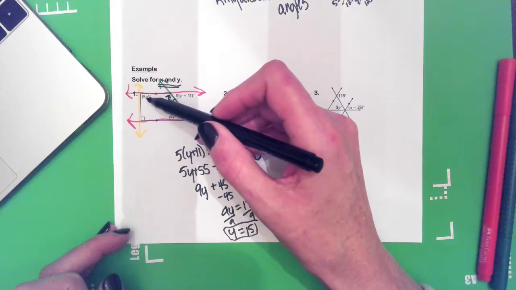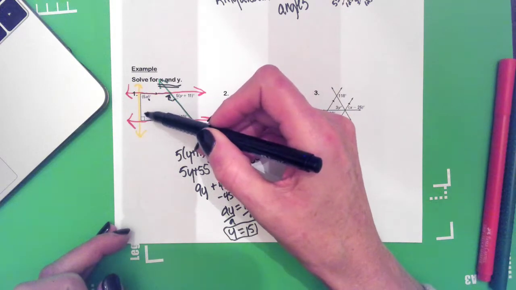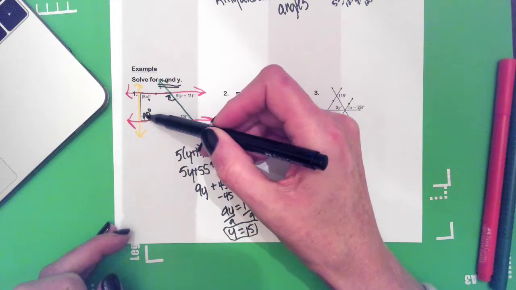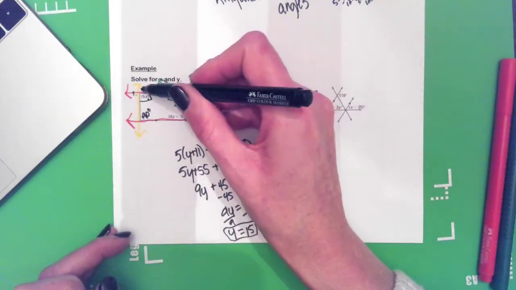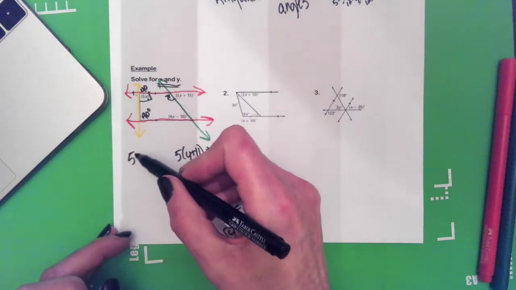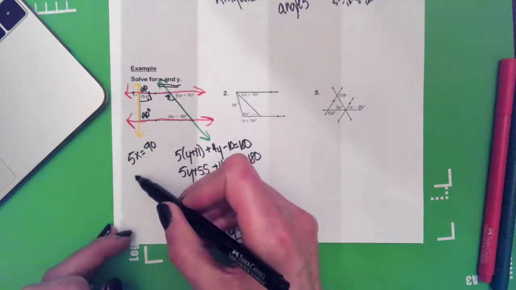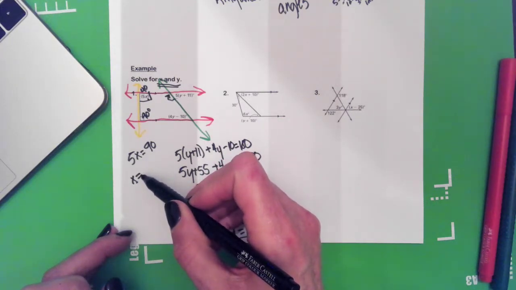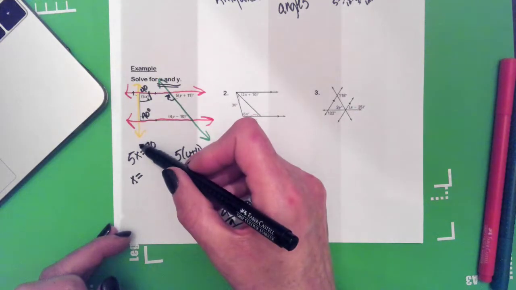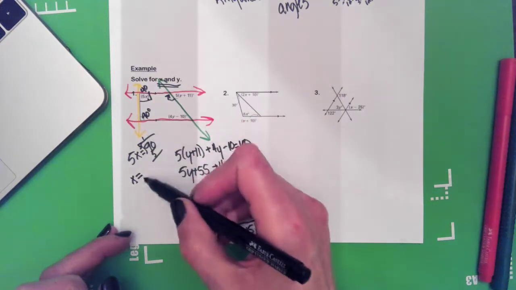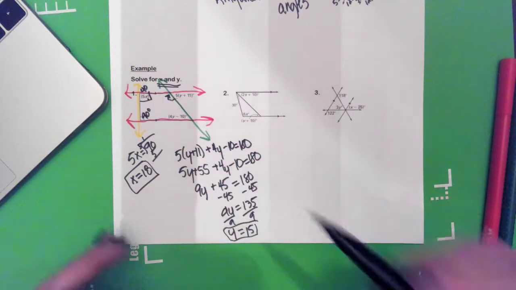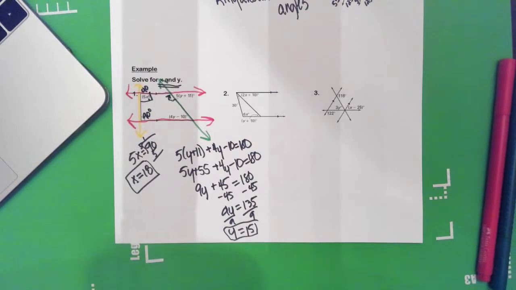Now I have my transversal here. And I see that, again, I have two interior angles. This is 90 degrees. Well, it has to add up to 180. If this is 90, this has to be 90 also. So I can just simply say 5x equals 90. And that gives me x equal to whatever 90 divided by 5 is. I'll tell you, 5 times 1 is 5, 18. So we have x equal to 18 and y equal to 15, and we just solved that problem.